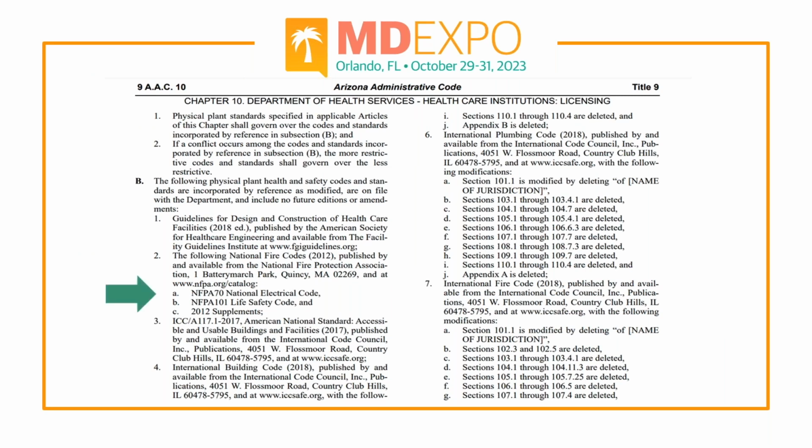And if you look at this arrow here, this is a requirement for the hospital, healthcare institutions in the state of Arizona, and they are referencing these codes, NFPA 70, NFPA 101, which is the Life Safety Code. So basically, what we're saying here is this particular state of Arizona requires these codes to be followed. Though these were voluntary, established by NFPA, National Fire Protection Association, now they are a requirement for the hospitals in Arizona. So that's the concept here.